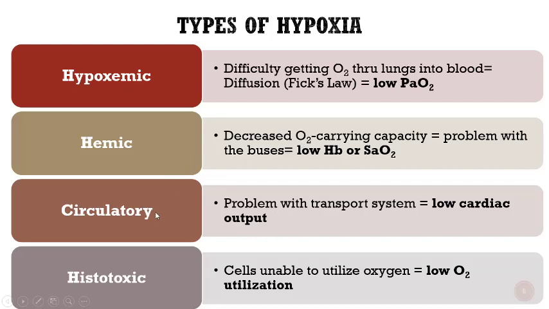The third type of hypoxia is circulatory. That's where you have a problem with the transport system. So maybe you're diffusing okay, and maybe you have buses and they're picking it up okay, but you don't have enough cardiac output or blood pressure to take those buses where they need to go. The last one is histotoxic. This one is pretty rare in its application, but what this is an example of is if you have okay diffusion, you have plenty of buses and they're all full, they're transporting around okay, but then when they get to your cells, for some reason, your cells are not able to extract that oxygen. They're not able to use it, and there's a couple reasons that can happen.